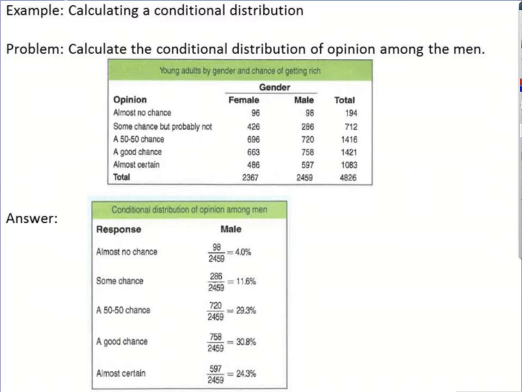We can do this for each of those categories. Now in the females, their almost certain percent was 20.5, while the males are about 24.3% certain that they will be rich by the time they are 30. Now with these, we can compare the two to see how they vary between male and female.